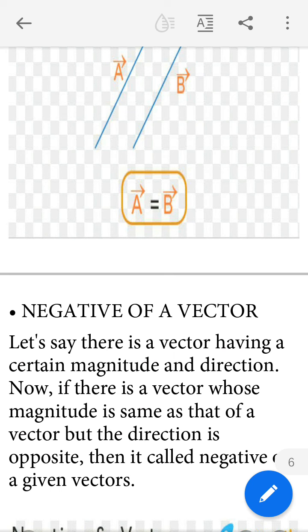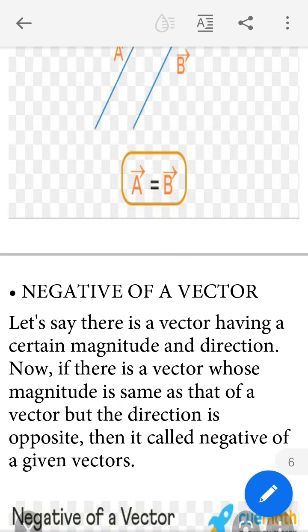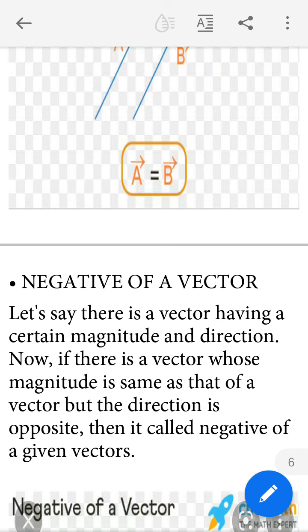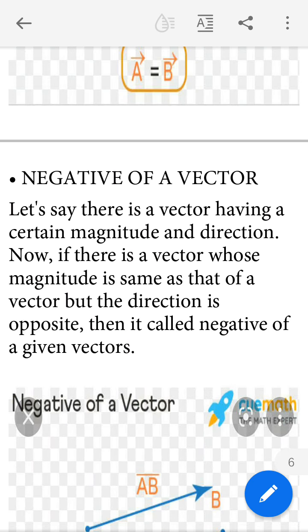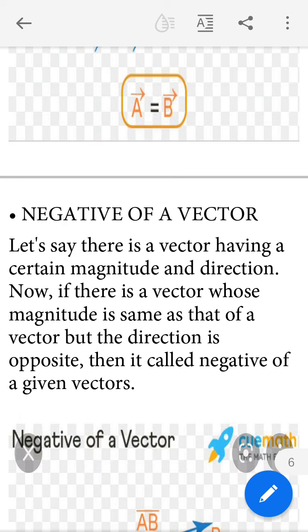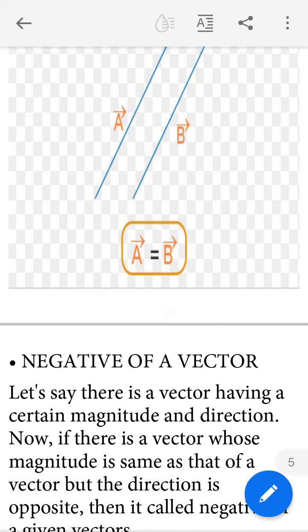Next is negative of a vector. Let's say there is a vector having a certain magnitude and direction. Now if there is a vector whose magnitude is the same as that of the given vector but the direction is opposite, then it is called the negative of the given vector. Here is an example of negative of a vector.